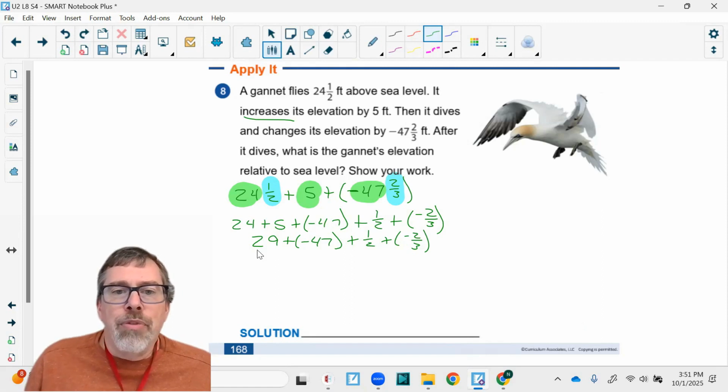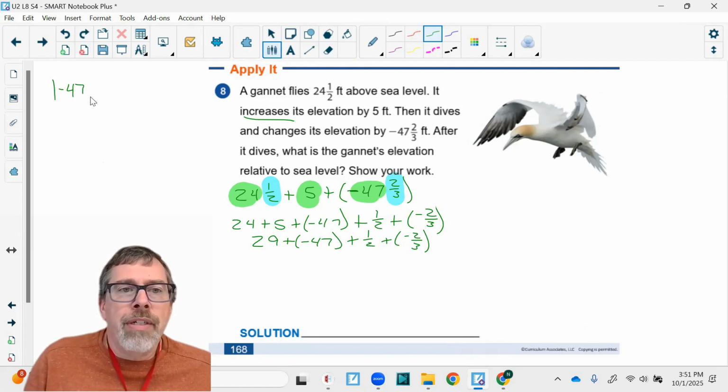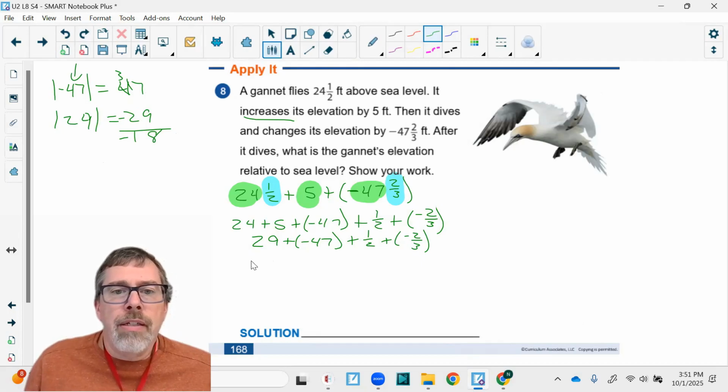Now I'm going to take the absolute value of the bigger, which is 47. The absolute value of negative 47 is 47. The absolute value of 29 is 29. Subtract and get 18. Sign of the bigger, it's negative 18.